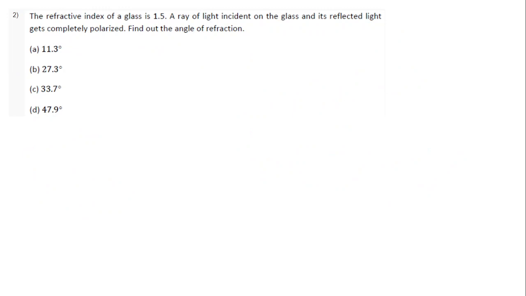Refractive index of a glass. Now here we are talking about a glass. So refractive index of a glass is given to be 1.5. A ray of light is incident on the glass, this is the glass, a ray of light incident on it, and its reflected light gets completely polarized. When it reflects, it completely becomes polarized. Find out the angle of refraction. Now I need to find out the angle of refraction.